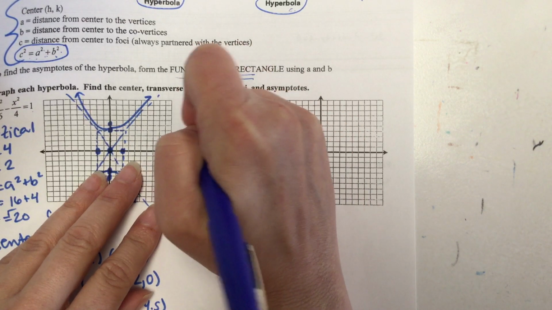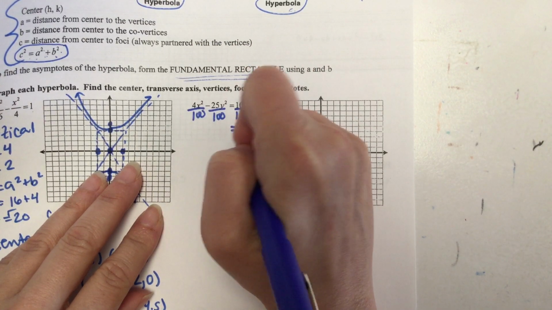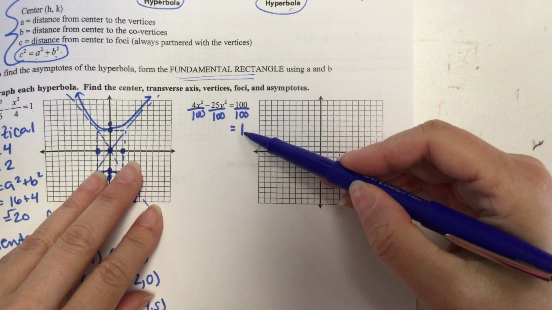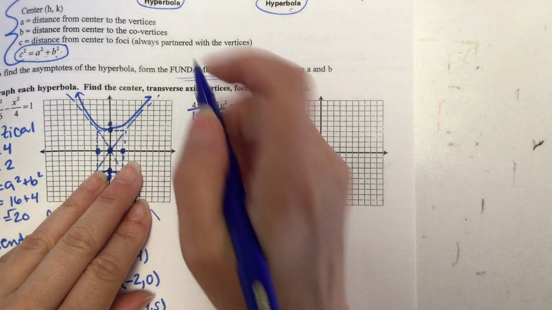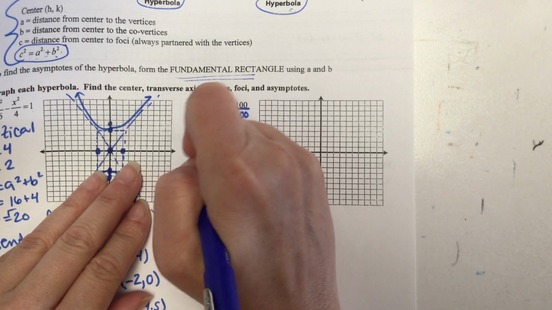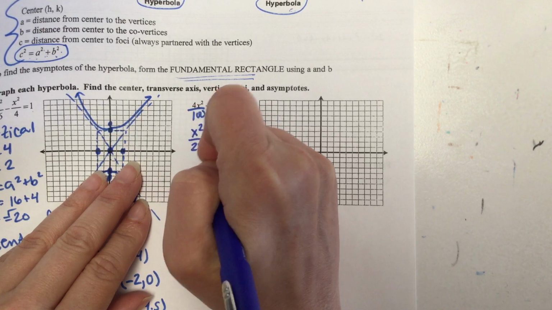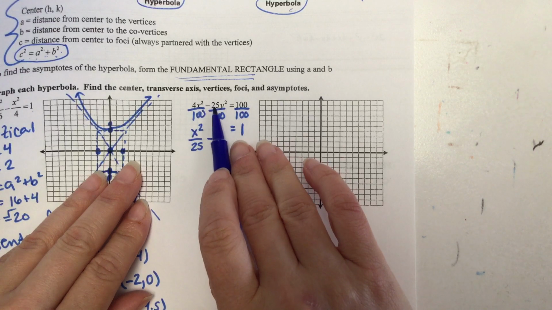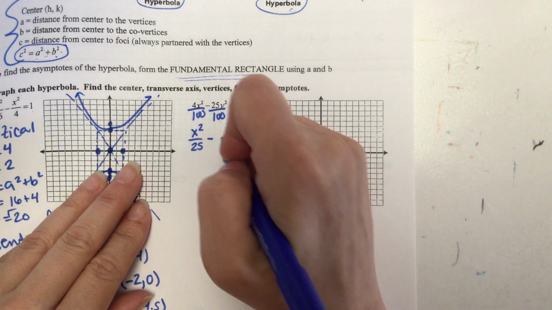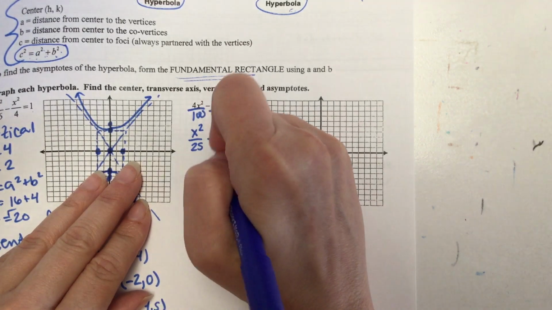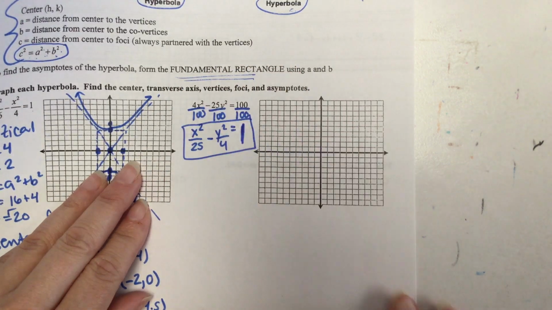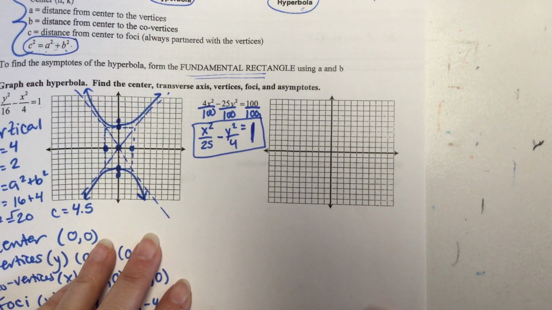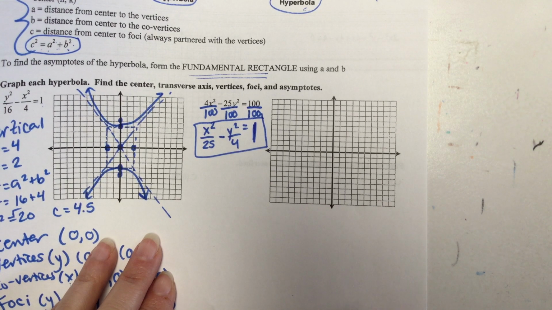So go ahead and divide everything by 100, because now 100 divided by 100, that's a 1. 4 over 100 is 1 over 25, so it's x squared over 25. Minus sign. 25 over 100 can be reduced to 1/4, so it's y squared over 4. So here is the correct equation. If it's not equal to 1, you have to make it equal to 1.